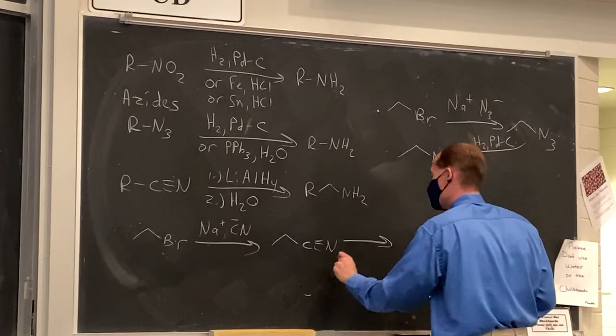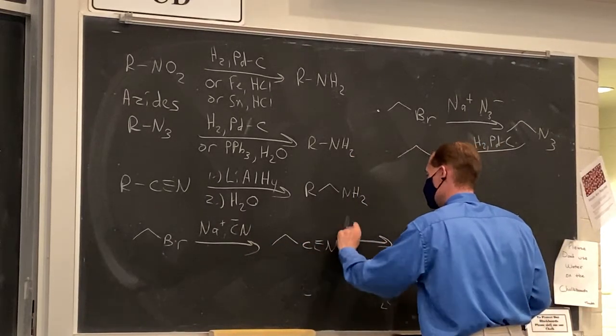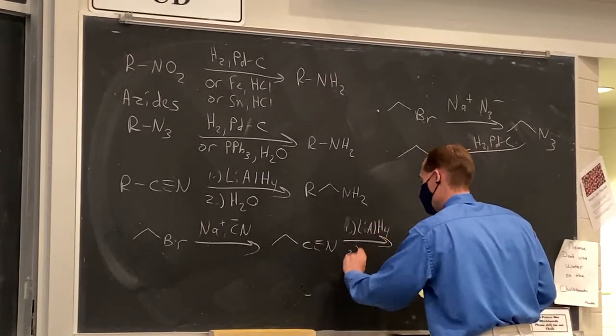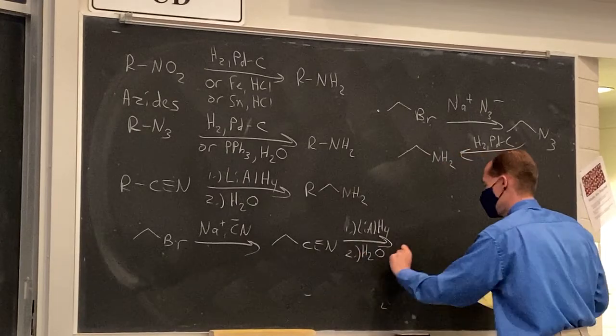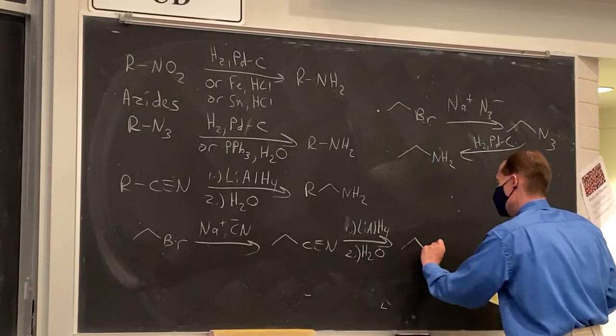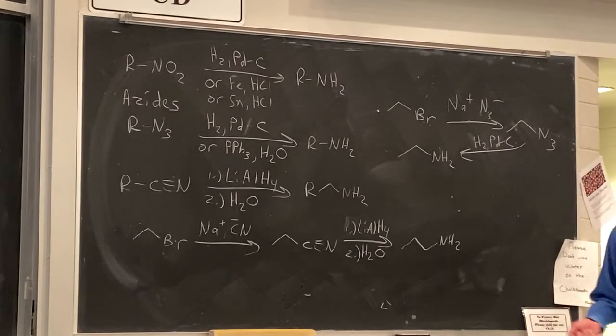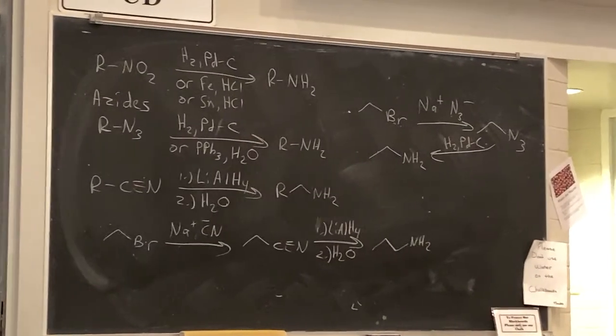And then we can reduce the nitrile, lithium aluminum hydride, followed by water. And we see that this is complementary to the azide route or the Gabriel synthesis. Here we're converting our primary alkyl halide into a primary amine, but we're adding a carbon to the chain.